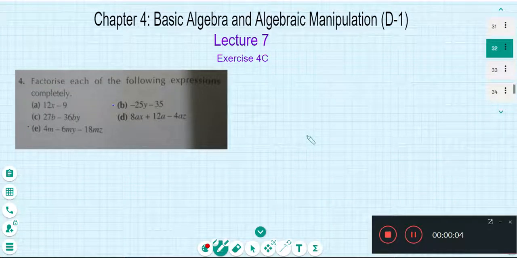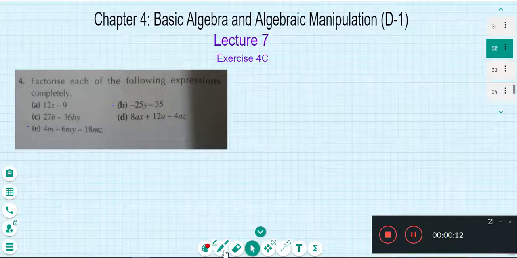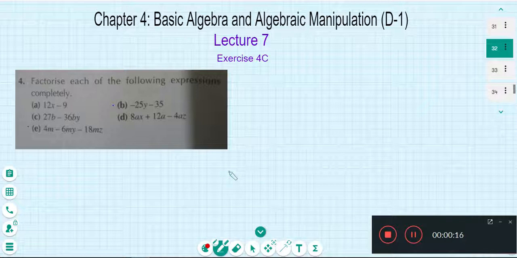Hello students, this is lecture number 7 of chapter number 4, basic algebra and algebraic manipulation. So we're going to start this lecture with some problems of exercise 4c.